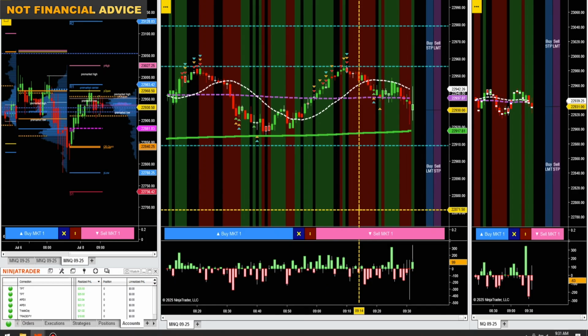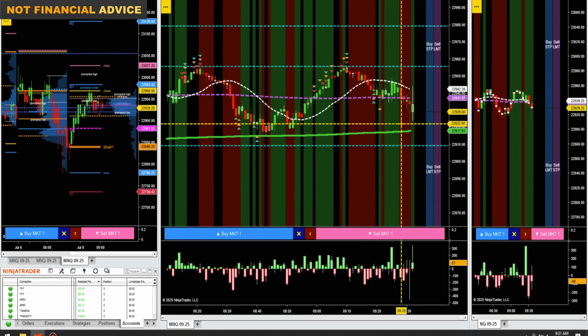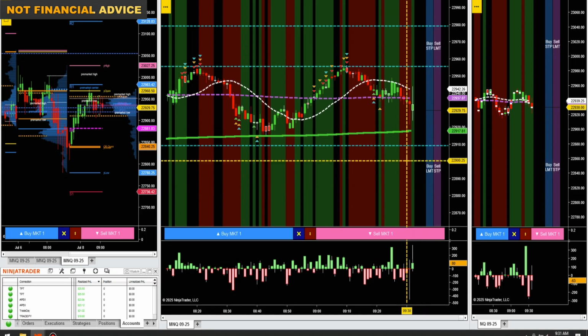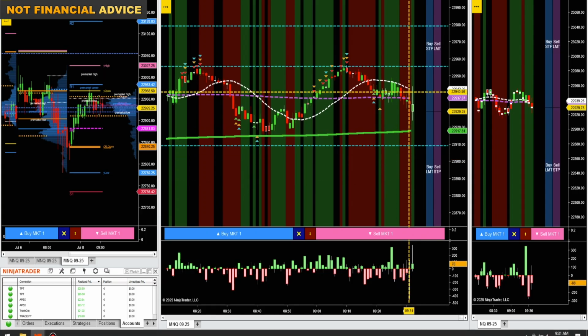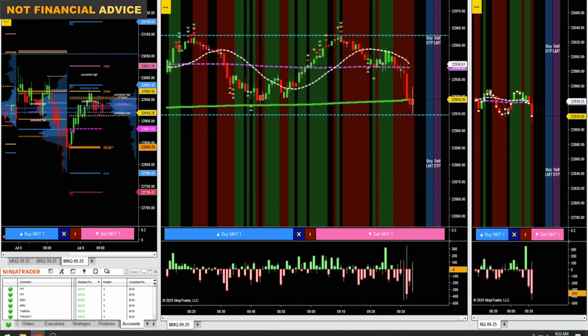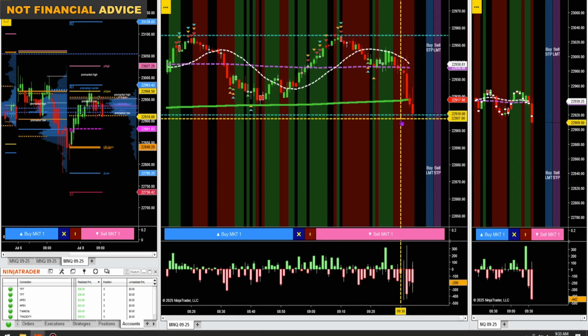Just got into a little long bounce off of the VWAP area. We had Delta pulling back. Popped back up to the 20. I just took another bounce long. We had Delta kind of drifting up here. We got a bounce off of this previous day VWAP close.